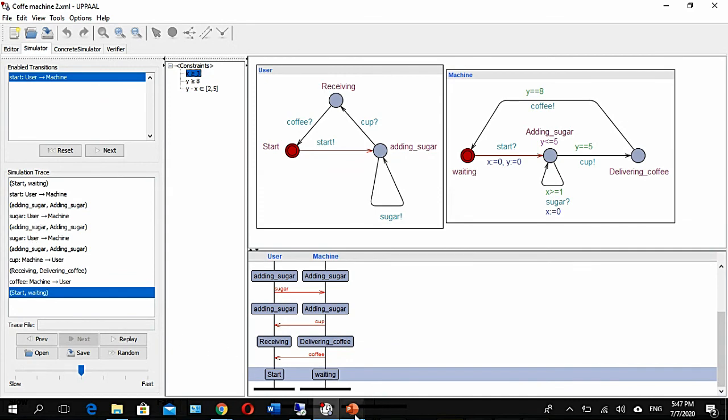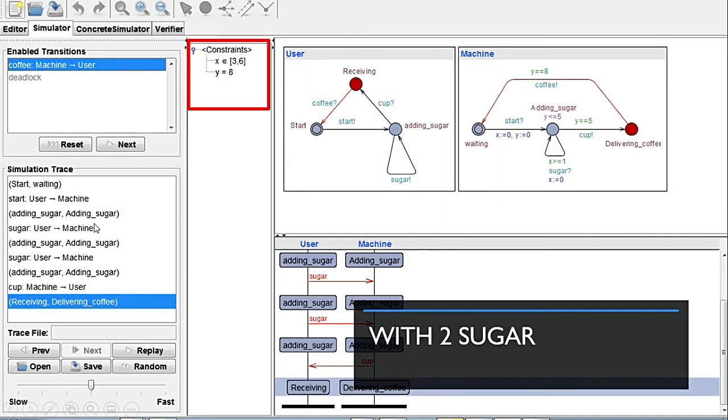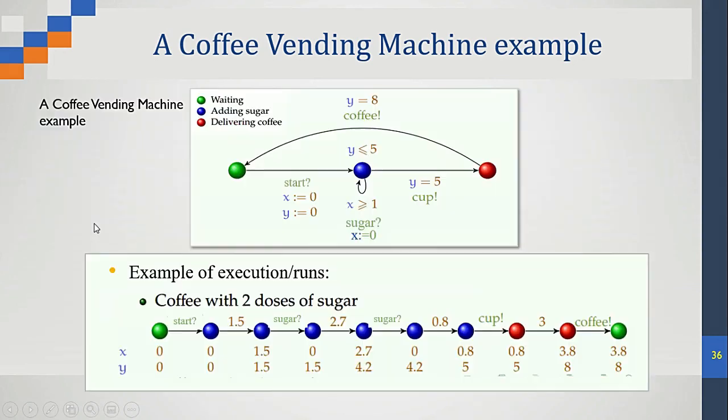So let's go back to our slides and see our transition or execution. As we see, it is the same. Here we say x will be from 3 to 6, but y is equal to 8. So it is similar to the execution, similar to the time in Uppaal.